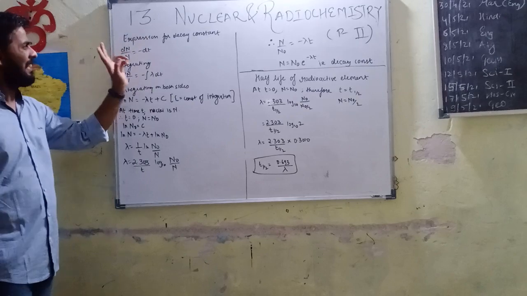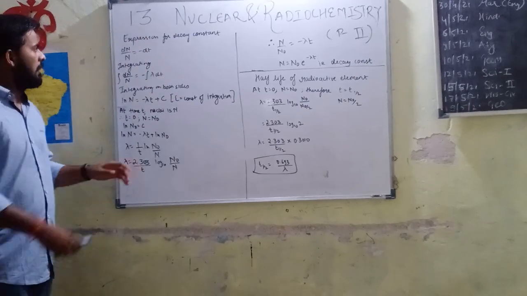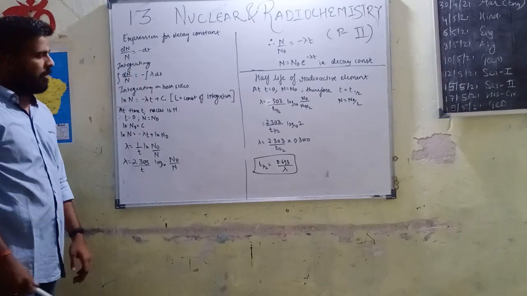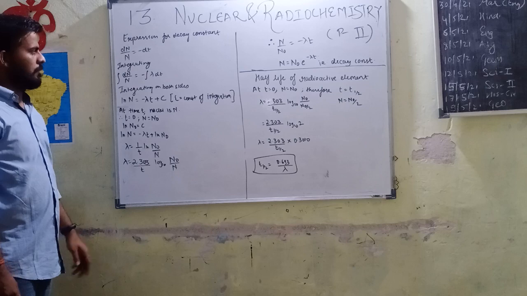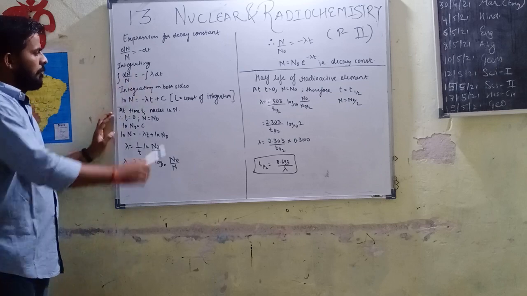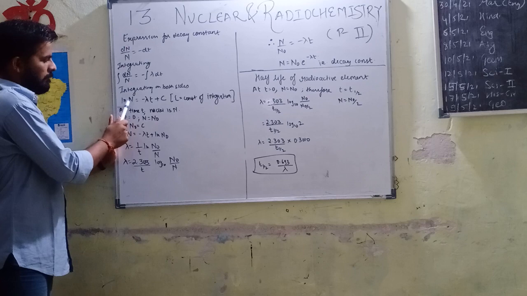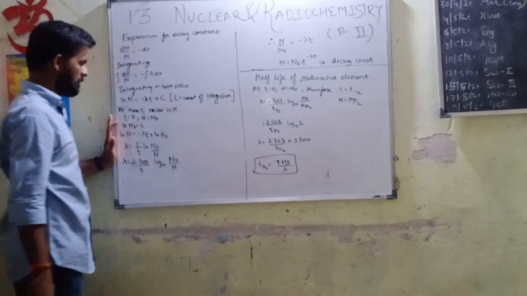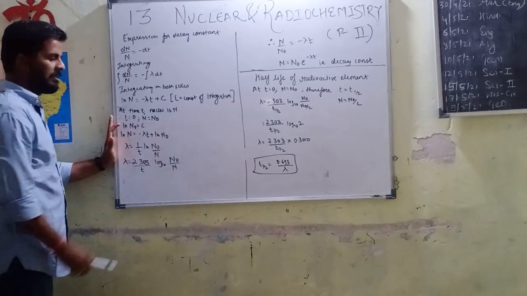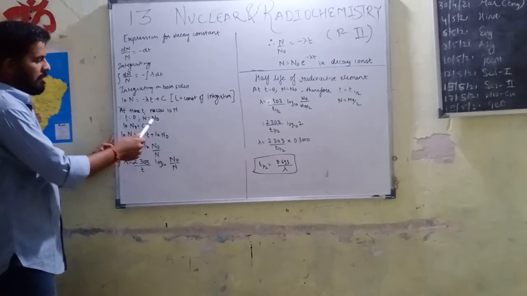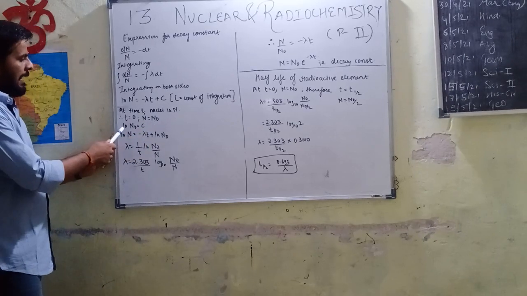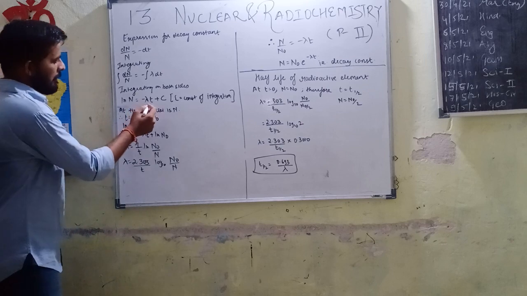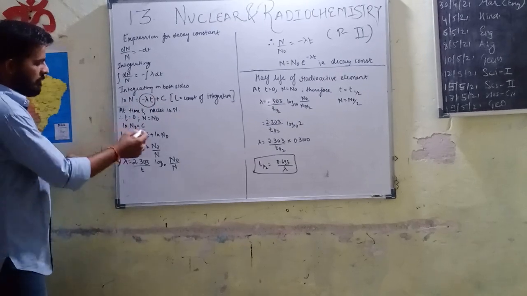The next point is the expression for the decay constant. Earlier we have seen the equation dN by N equal to minus lambda dt. Now if we integrate this equation on both sides, we get ln N equal to minus lambda t plus c, where c is the integration constant. At time t, the number of nuclei is N. At time t equal to 0, N is equal to N0. So ln N0 is equal to c.